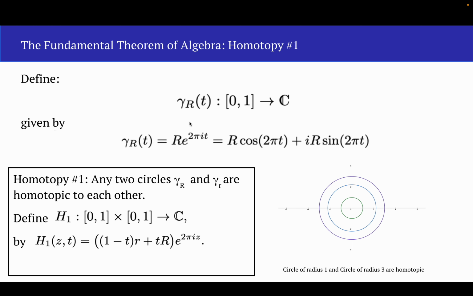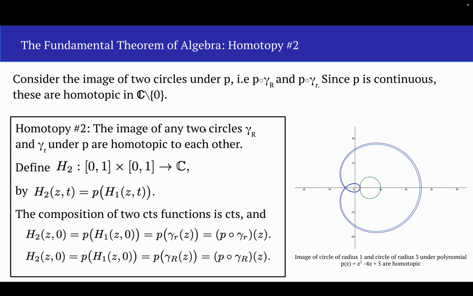The first homotopy we'll define is a homotopy between any two circles. So hopefully it's relatively immediate that for any two concentric circles, gamma of big R and gamma of little r, we can define a smooth homotopy just by linearly interpolating between the two radiuses, as you can see here. On the right-hand side of each slide, I'll try and include a visual diagram of what the homotopies look like. You can see here we're just shrinking and expanding a concentric circle from the large radius to the smaller one.